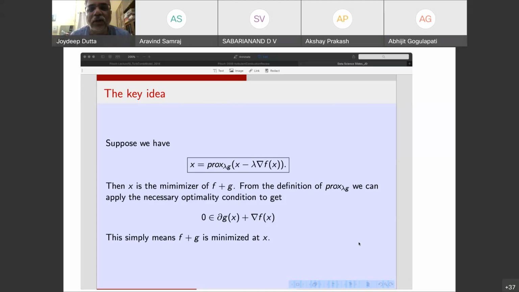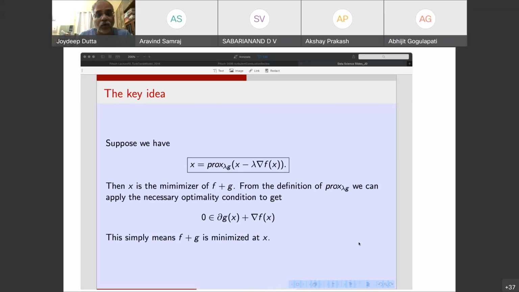Then you can apply the standard optimality condition and prove that if x is the minimizer of lambda g plus 1 by 2 lambda norm of u minus this term whole square, and you take the subdifferential and write the optimality condition, you will get back this. Because convex conditions are both necessary and sufficient, you will immediately have f plus g minimized at x. So that is why, because of this condition.